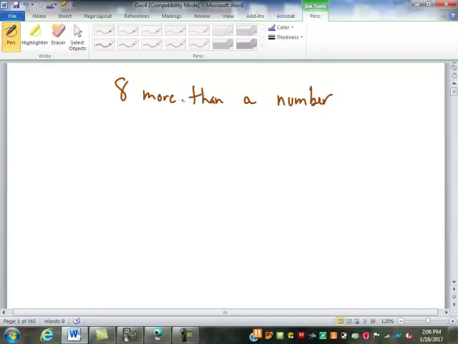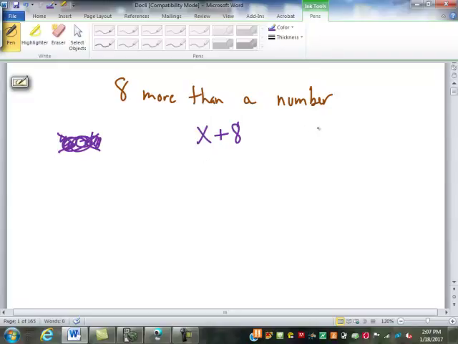What operation is it indicating here? Now, when you see more than or greater than, you often think of the greater than or less than symbols, but that's not what we're talking about here. More than means we're adding 8. 8 more than a number means we're adding 8 to something. So it's indicating addition. And the number could be indicated by any letter or symbol that we choose to use. For today, we're just going to use the letter X. So X plus 8 is 8 more than a number.